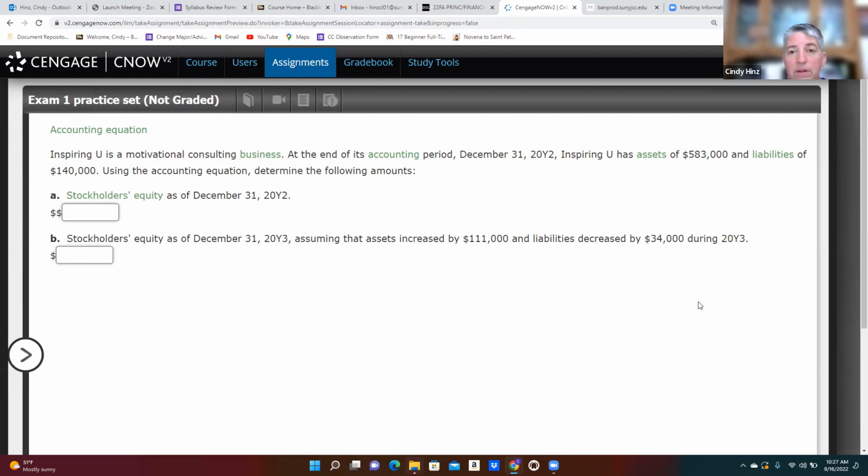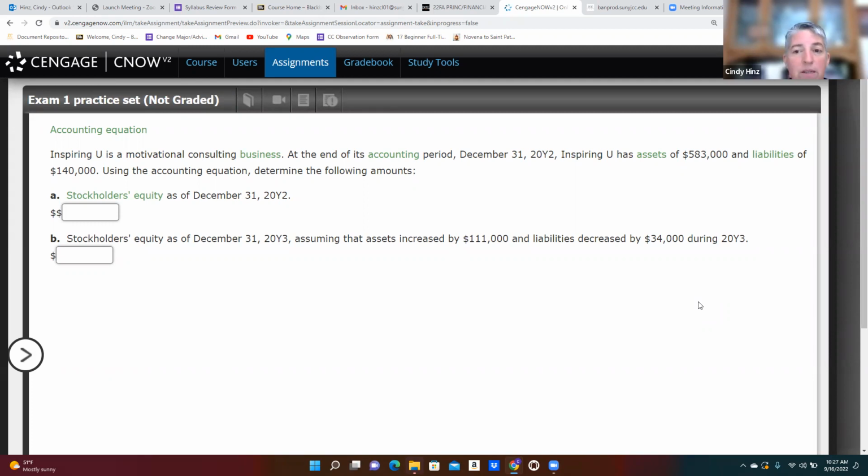Basic format for a statement of stockholders' equity. We start with the beginning balances for common stock and for retained earnings. To the common stock, we would add any additional sales of stock during that period. And for retained earnings, we're going to add the income or subtract the loss and subtract any dividends that were paid. So the bottom line is the ending balances, and those ending balances then flow into the balance sheet.